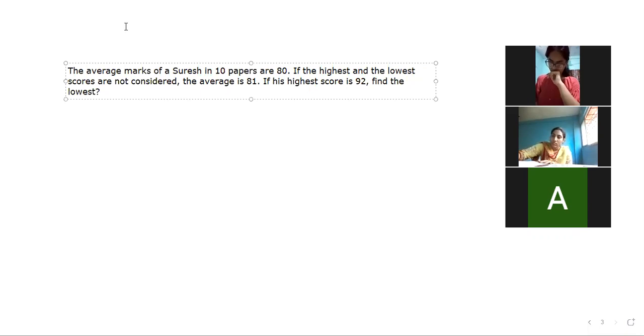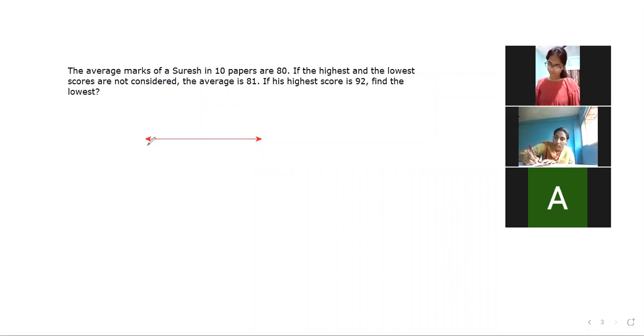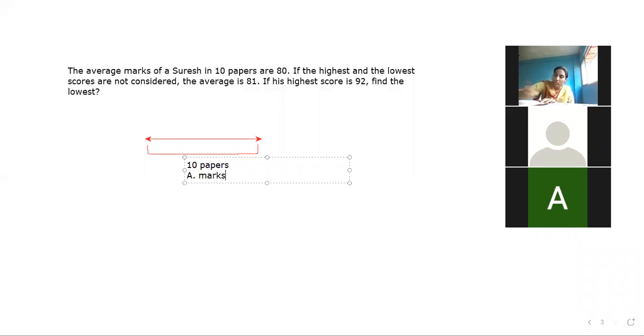So now, beta, let us take it this way. First of all, mapping is important. I am telling you again. This is the whole set of 10 papers, and the average marks comes to 80. So this is given.